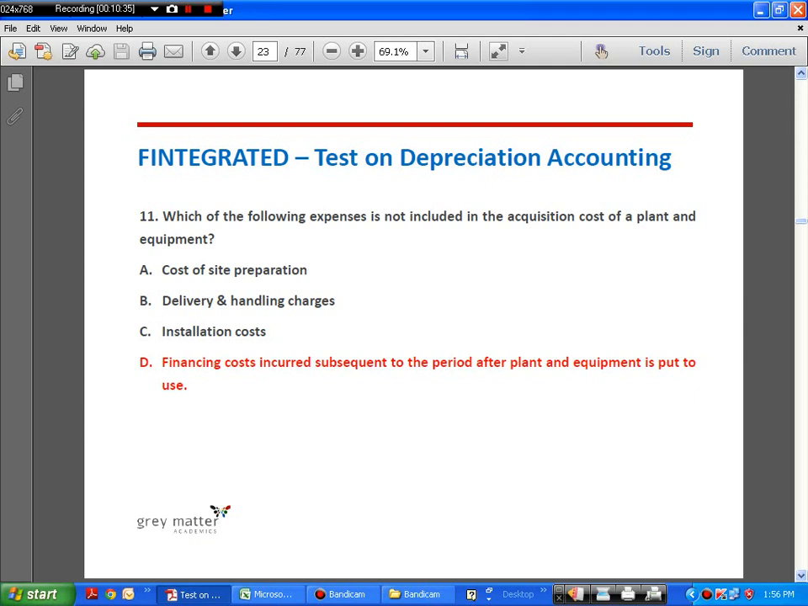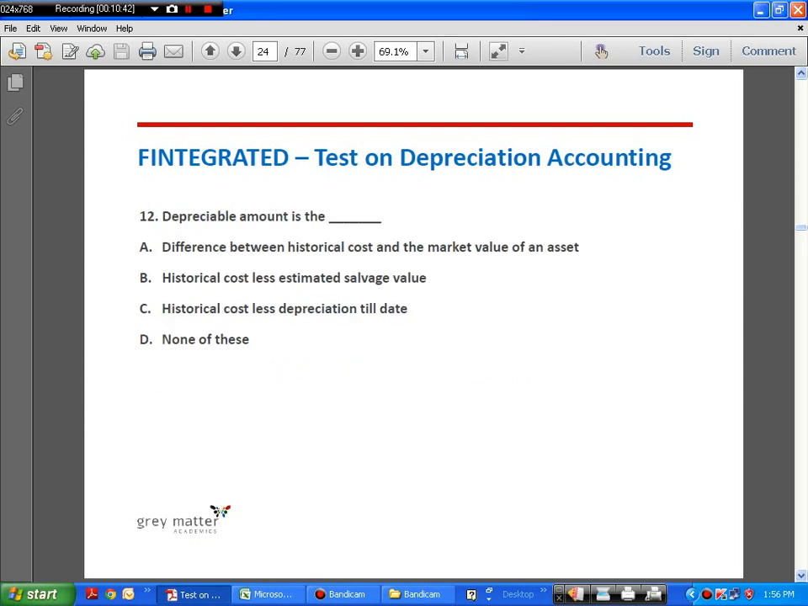This financing cost which is incurred after the period after which the plant is put to use is revenue expenditure.